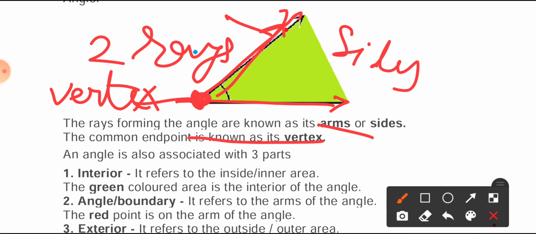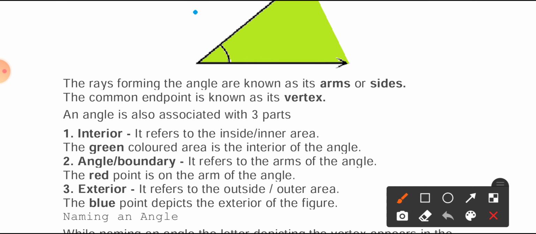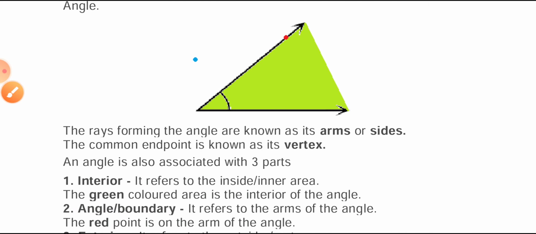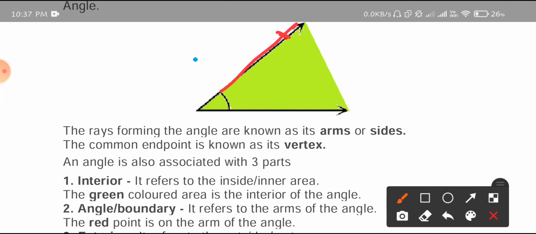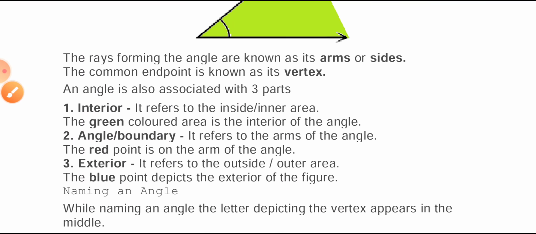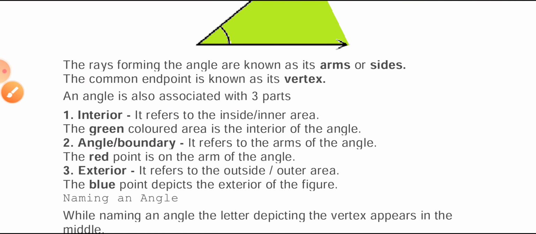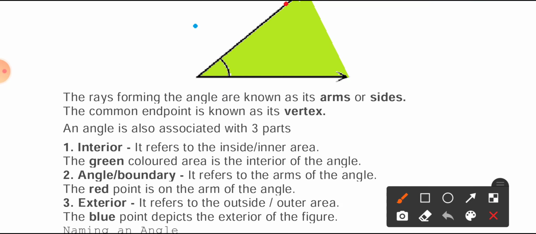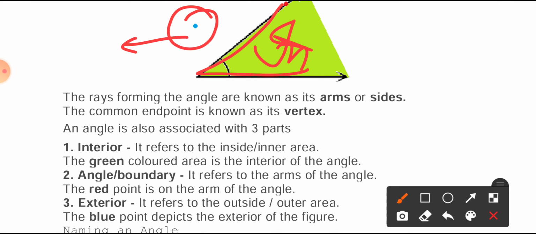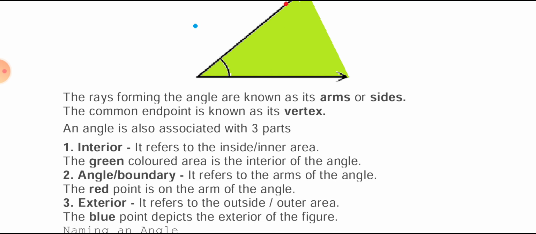Then how many parts are there? Here also, interior and exterior. Interior means the inside part, the inner area, this green area. So this is the interior of the angle. The boundary refers to the arms of the angle. The red point is on the arm of the angle. So which is the red point here? These are the two arms of the angle. Then exterior. Exterior means the outer part. Then the blue point. What is the outer point? Here you can see it is a blue point given outside the angle. So it is an angle, its interior part, and its exterior part.